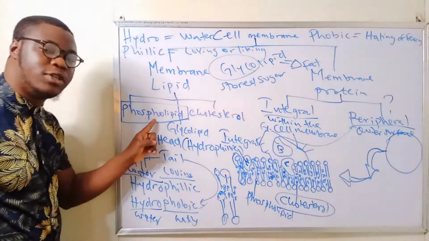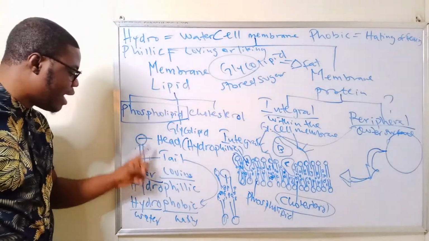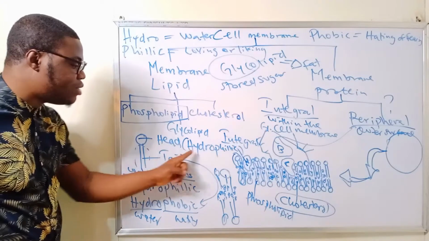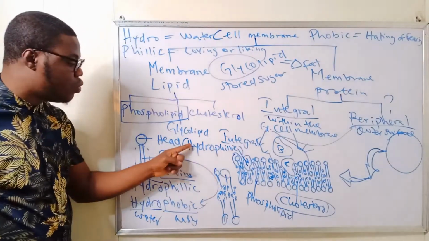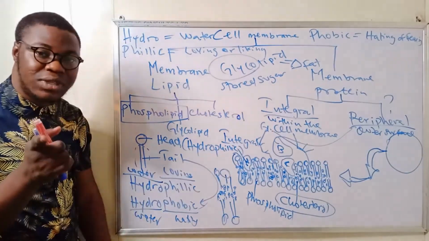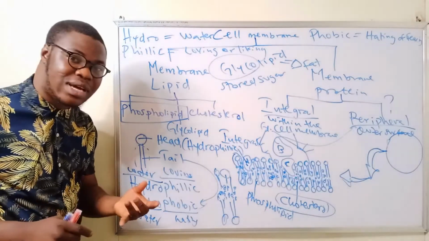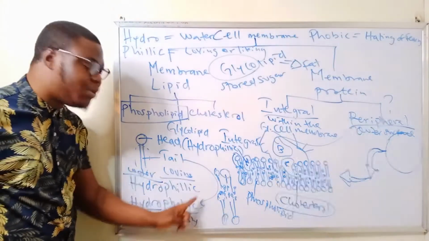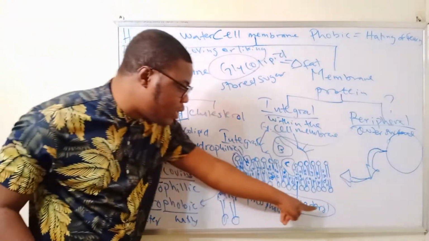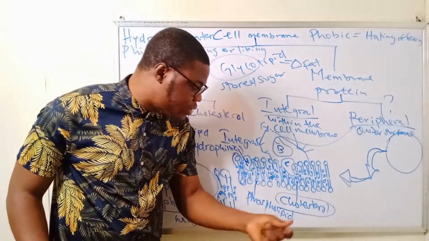So for the phospholipid, we said they have a head and a tail. The head is hydrophilic in nature, which means hydro, water, philic, loving. They are water loving, and so therefore they are found in water. But the hydrophobic tail is water fearing, so therefore they are found away from water.